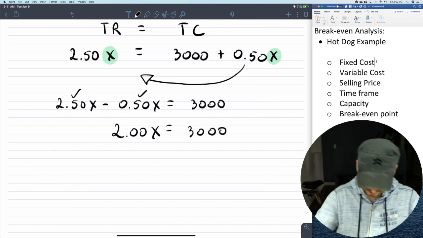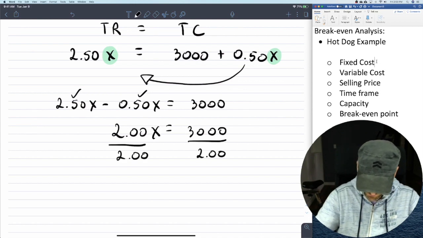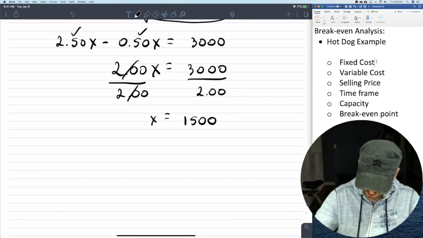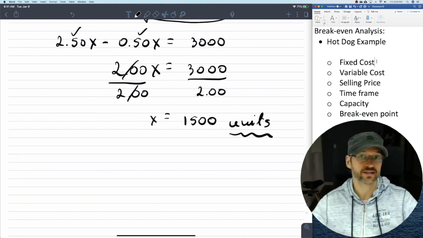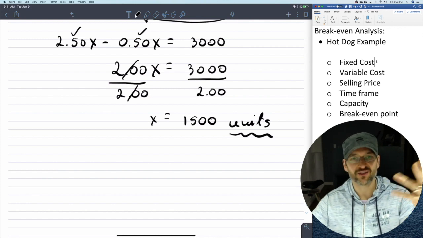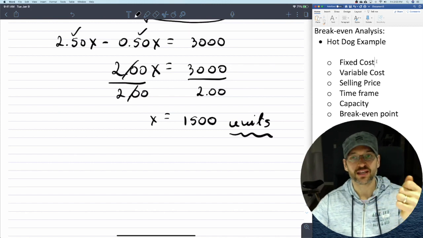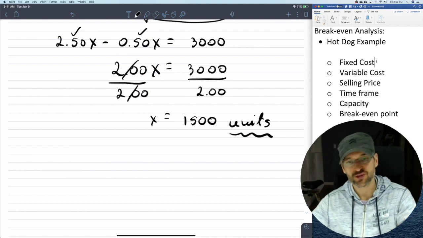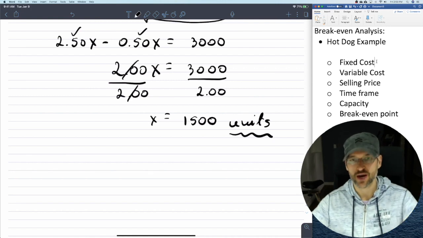And now I can divide both sides by 2. You don't have to keep the decimals in there if you don't want to. And that's going to give me x, and that is equal to 1,500 units. What does that mean? It means you actually have to sell 1,500 units of hot dogs in a month, because that was our time frame, in 1 month, in order to break even. Once you start selling more than that, then you start making money. If you start selling less than that, you're actually going to be owing more than you actually made.